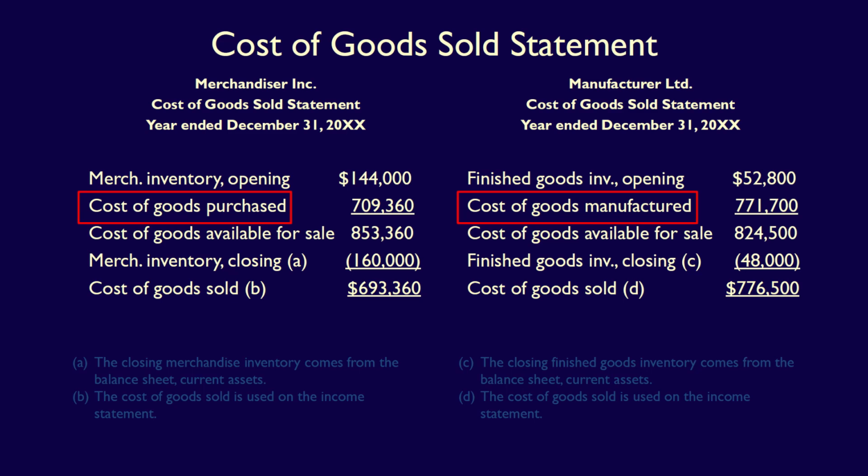For the cost of goods purchased, the merchandiser would simply add together all the invoices for the inventory which was purchased during the year. Calculating the cost of goods manufactured is far more complex and will be a topic of a future video.